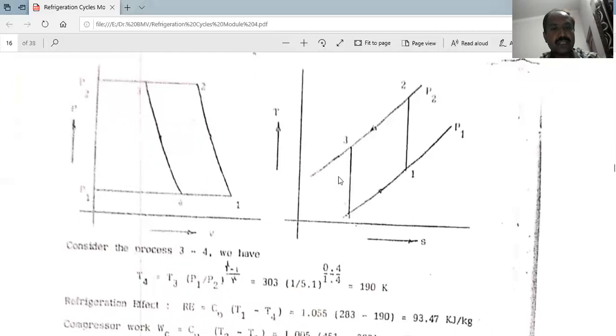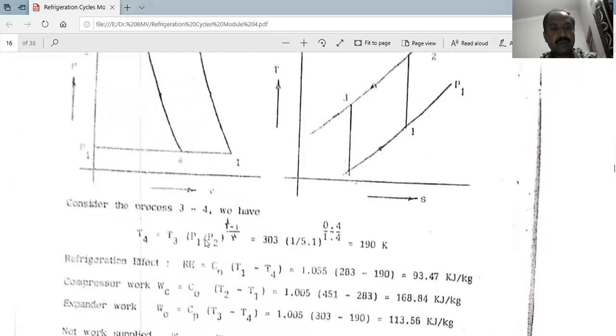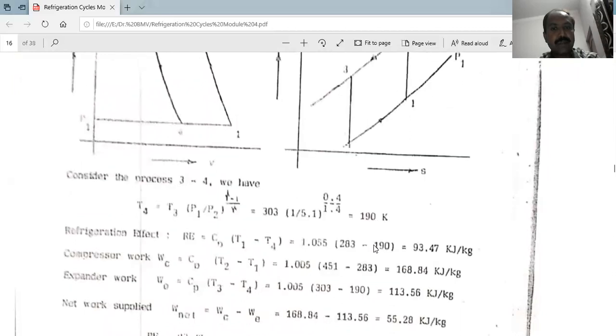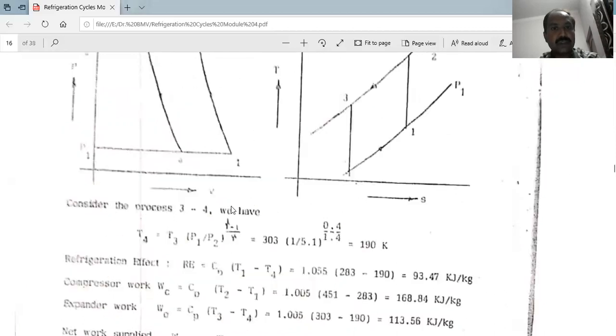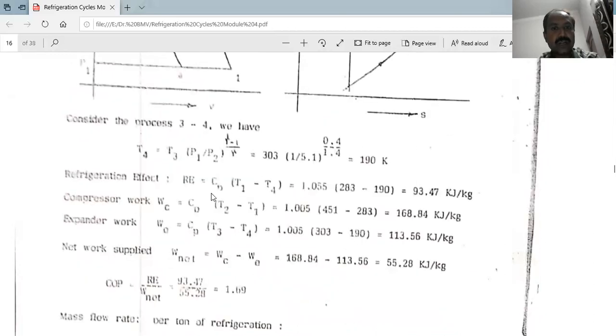Then based on that relationship, you have to write down this expression here, P1 and P2. Then the value of T4 becomes 190 degree Kelvin. Then the refrigeration effect is equal to Cp into (T1 minus T4). That is the refrigeration effect produced in the process 4 to 1. That is 1.005 into (283 minus 190). It becomes 93.47 kilojoules per kg.